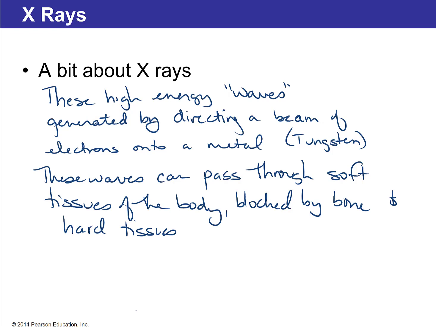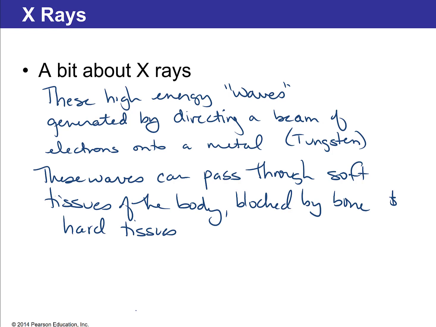So X-rays, and everybody's had an X-ray done, okay? Or you've seen an X-ray machine. If you've been to the dentist, you've had X-rays done on your mouth. So these are high energy waves that are made by directing a beam of electrons. So those little electron particles, high energy, are shot at this metal. And one of the most common metals that's used is tungsten. So when electrons hit this tungsten, that causes energy waves to bounce off.